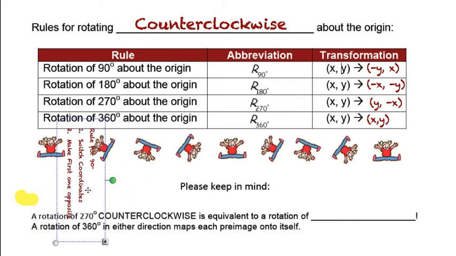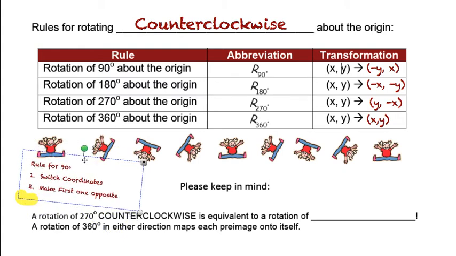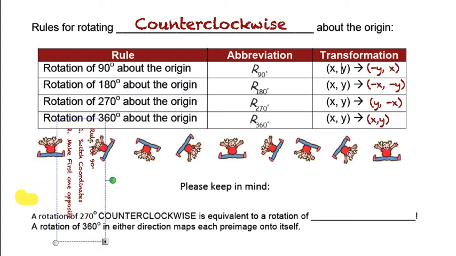Words are going top to bottom. All right, let's go the other way. 90. Words going top to bottom. So rotation of 270 degrees counterclockwise is equivalent to a rotation of 90 degrees clockwise.